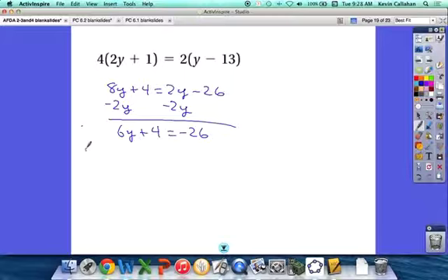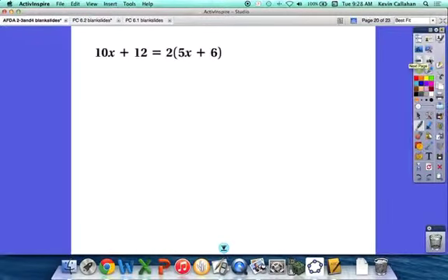Okay. So what are the two steps we're going to use to solve this? Subtract 4, divide 6. Okay, now we only have distributive property on one side. So just do the one side. 10x plus 12 equals 10x plus 12. Okay, oh my gosh, what's going to happen here?